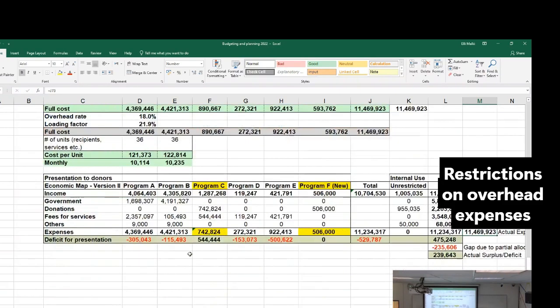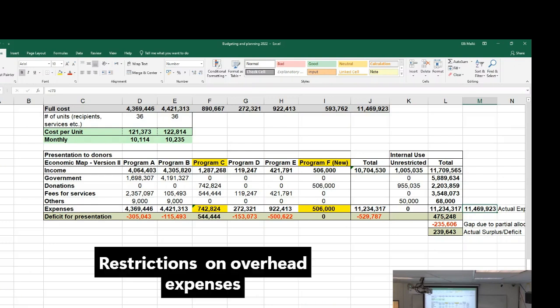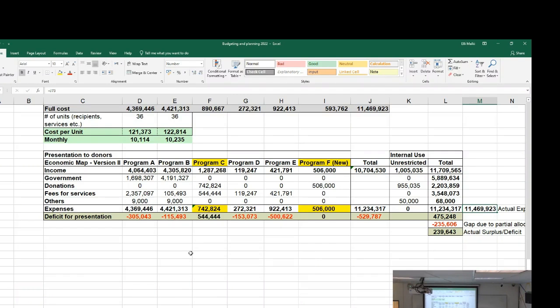So now let's go to our main issue, and that is how this is presented to donors and the effect of the restrictions of the donors on our presentation, our ability to raise additional funds. So I've marked in yellow the two programs that had changed, program C and program F. Okay? All the rest, A, B, D, and E, we basically use the same method. We take the income from the income part, we take the full cost based on our previous calculation, and we calculate the deficit or surplus in case there is a surplus. The restrictions are in these two programs.